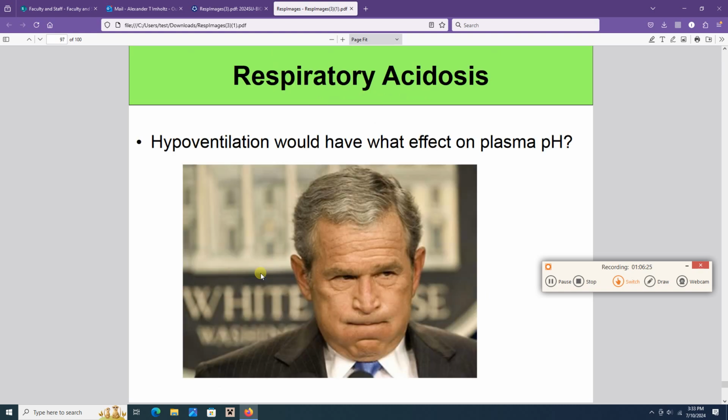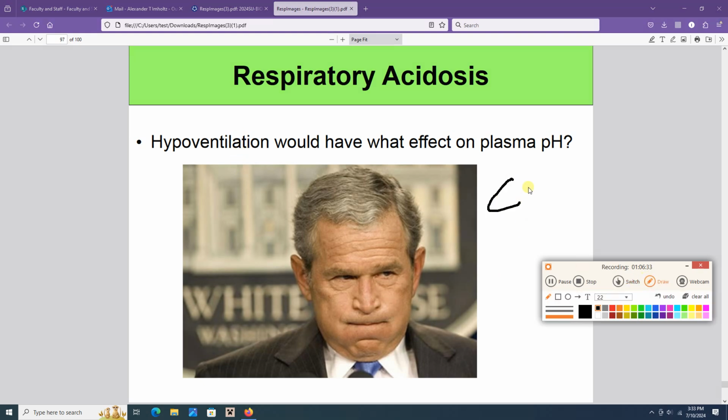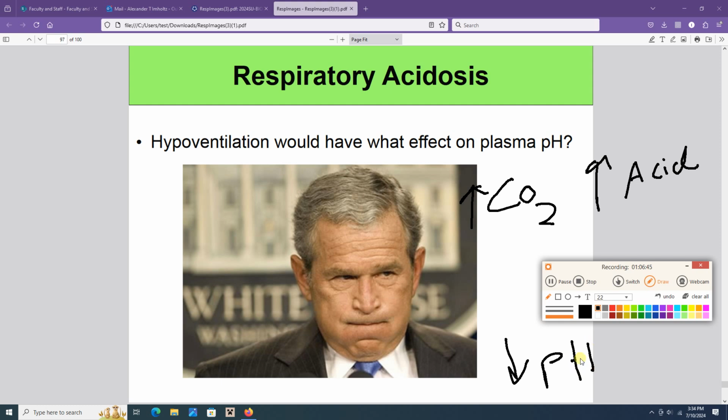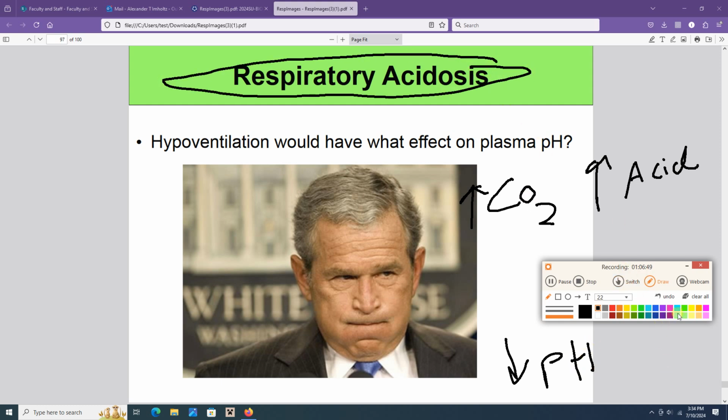All right, almost done. Wrapping up. What would happen if you were holding your breath, if you were hypoventilating? Well, if I hypoventilate, I'm retaining CO2. And we already established if there's more CO2, there's more acid. And if there's more acid, pH is going to go down. And that's called respiratory acidosis.